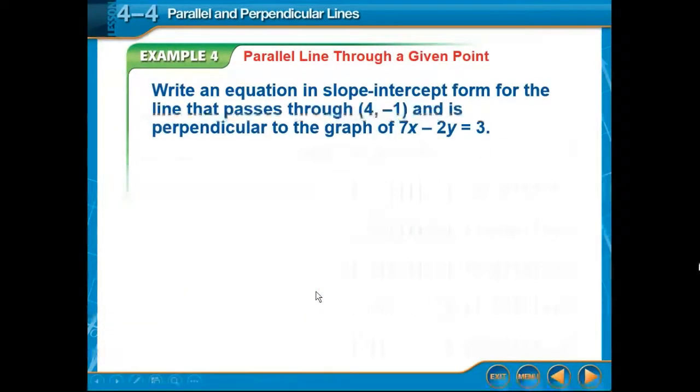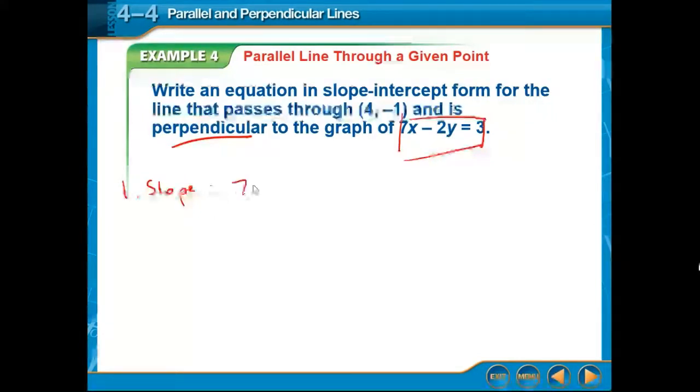Okay. Write an equation in slope-intercept form for the line that passes through (4, -1) and is perpendicular to the graph of 7x minus 2y equals 3. So again, I'm using this just to find the slope. So I'm going through those 3 steps. First step is slope. So use the information they gave us. They said it's perpendicular to this, which means the slope of the line I'm looking for is going to be the opposite reciprocal of the slope of this one.